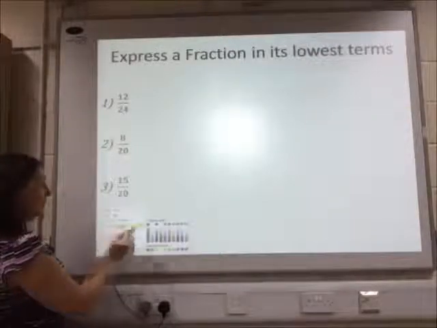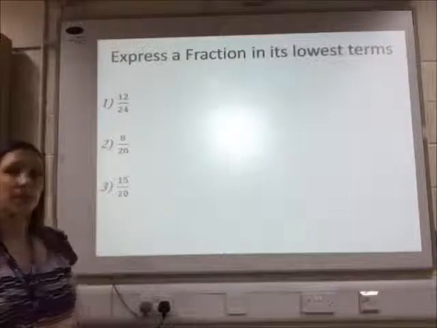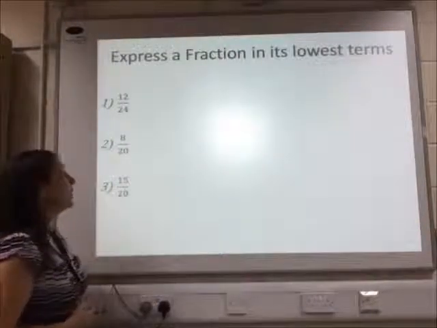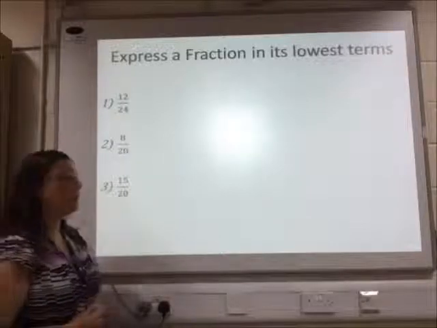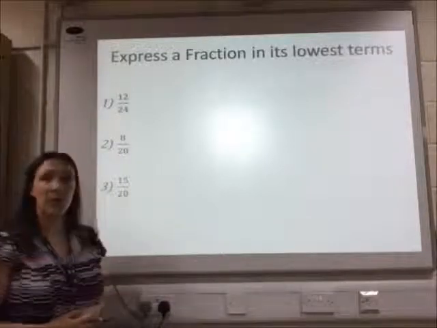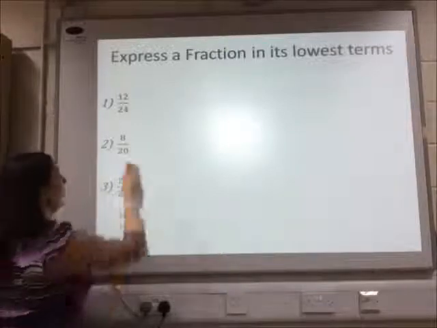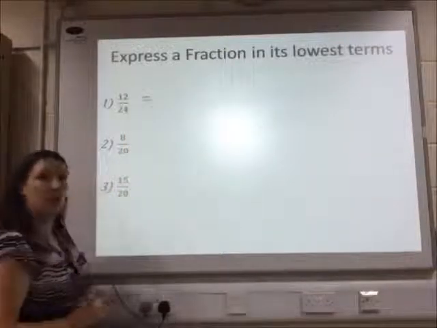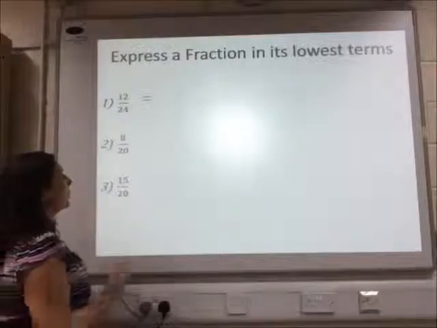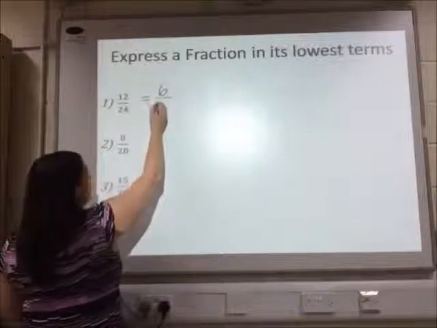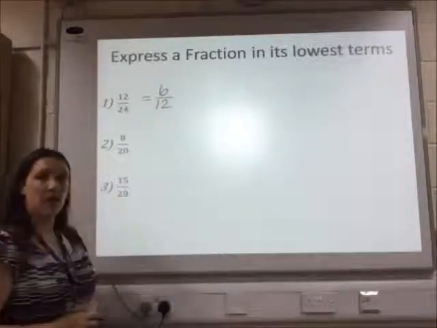The first example requires us to cancel down our fractions into their lowest terms. So, question 1, 12 over 24. As both numbers are even, it means that they can both be divided by the number 2. And so I'm going to divide them by the number 2 first of all. 12 divided by 2 will give me 6, and 24 divided by 2 will give me 12.